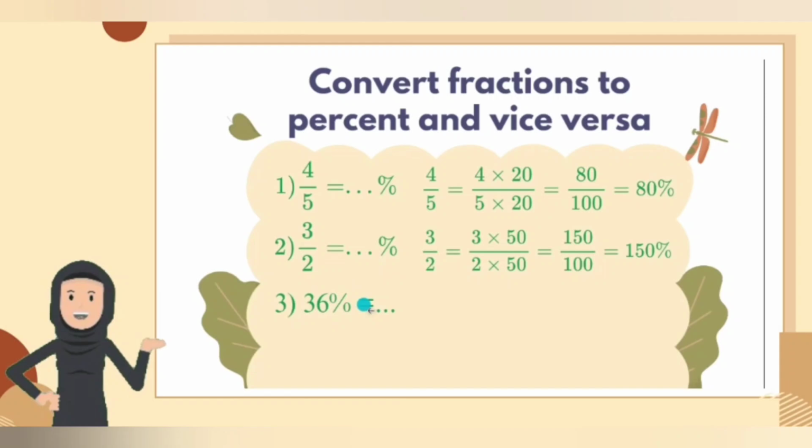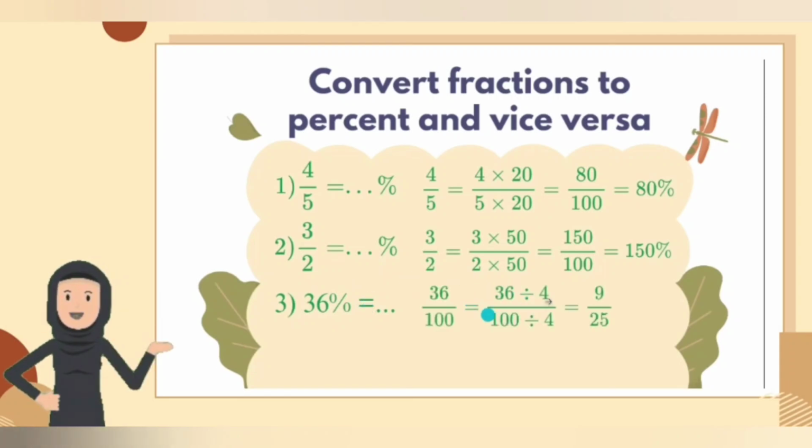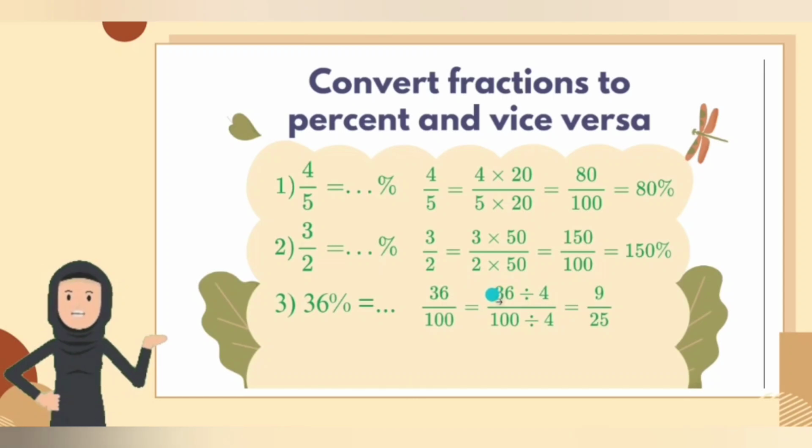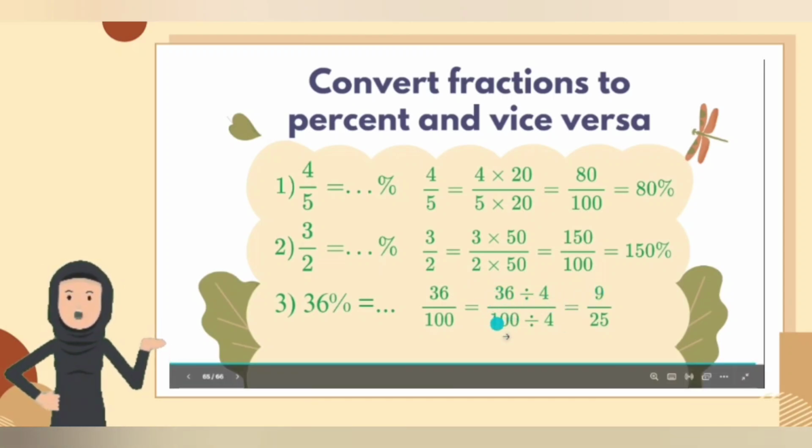Number 3. 36% is 36 over 100, divided by 4. 36 divided by 4 is 9. 100 divided by 4 is 25. So the answer is 9/25.